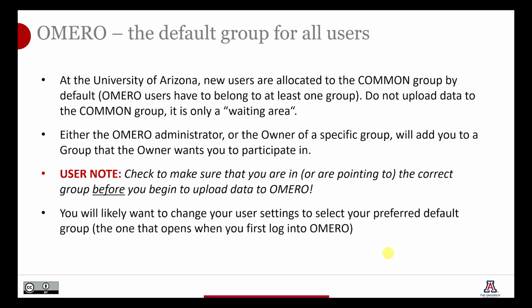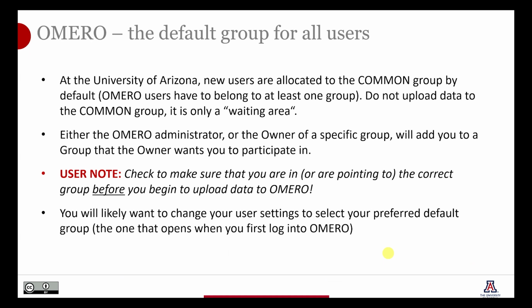In our U of A configuration of OMERO, we've created what we're calling the common group. It's not intended for data. It's because every user in OMERO has to belong to a group. And this way, if the user starts out, it's just a waiting area. So if you're looking for users to add to your group, they're always going to be at least part of one group, which is the common one, and you can add them or remove them as needed. So either the administrator or the owner of a specific group will add you to that group as the owner wants you to participate in.